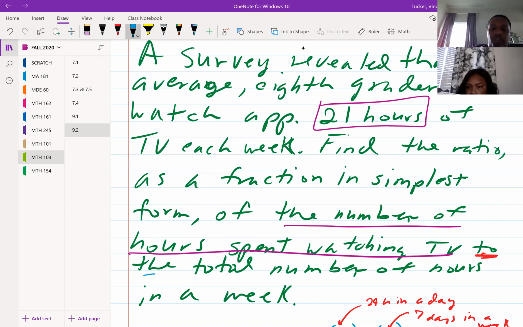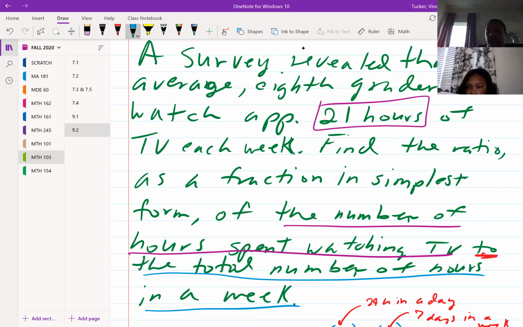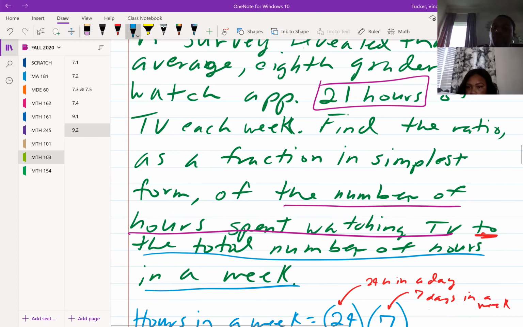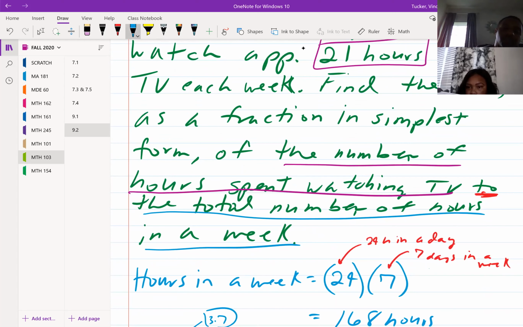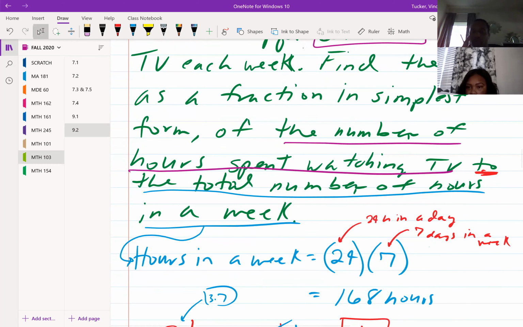And then the total number of hours in a week. So my top number is 21. Now I need to calculate the total number of hours in a week. So we know there's 24 hours in a day and there's 7 days in a week. So I take 7 multiplied times 24, and that gives me 168 hours. So that will be my bottom number.